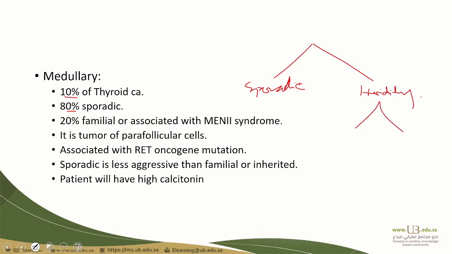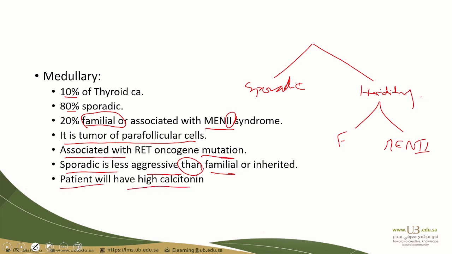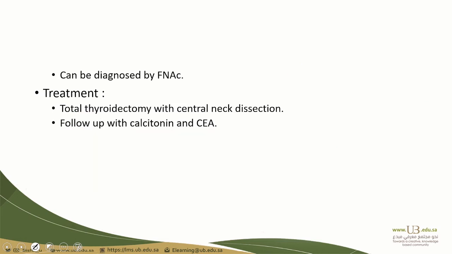The hereditary can also be subdivided into familial medullary cancer alone, or with other types of cancer as in multiple endocrine neoplasia type 2. It is a tumor of parafollicular cells or C cells associated with RET oncogene mutation. The sporadic is less aggressive than familial or inherited. Patients will have high calcitonin, so you have to check the calcitonin. It can be diagnosed by fine needle aspiration.